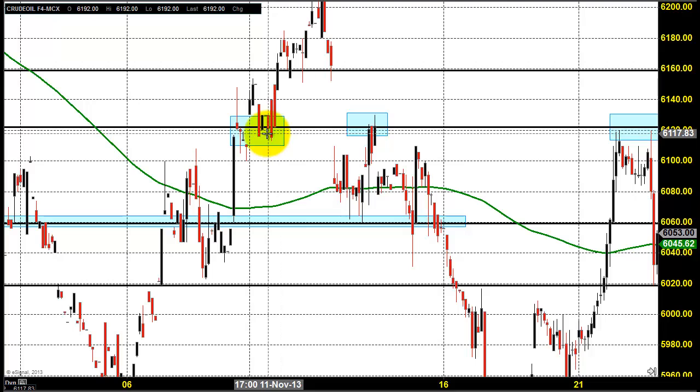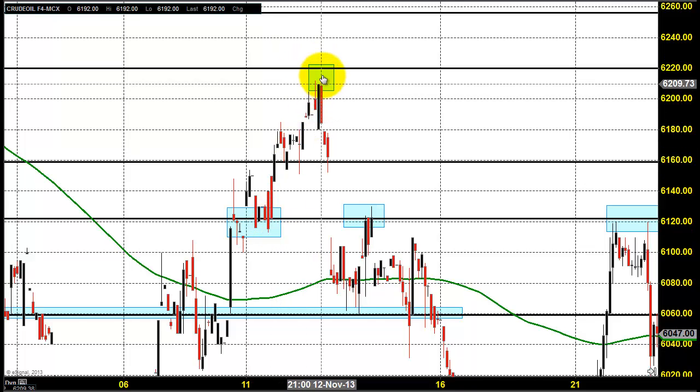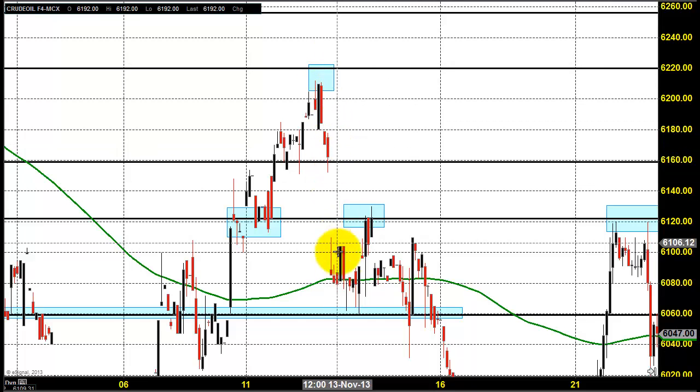The price took some support around 6120. From that the price went up till 6220. So try to remember all the key areas. Then the price came down.